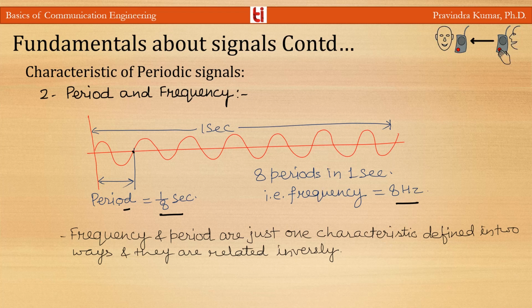Here you can say the frequency and period are just one characteristic defined in two different ways, and they are related inversely. Frequency is 1 by T and T is equal to 1 by f.